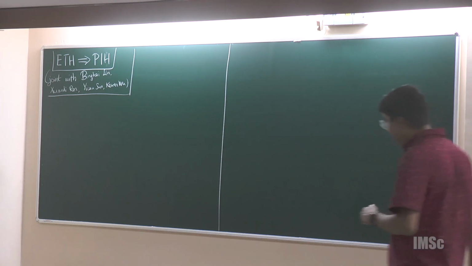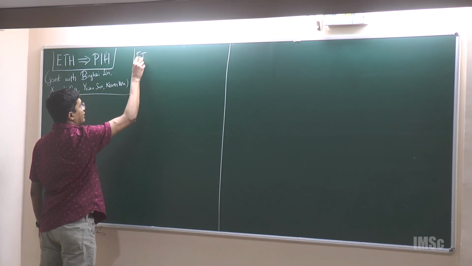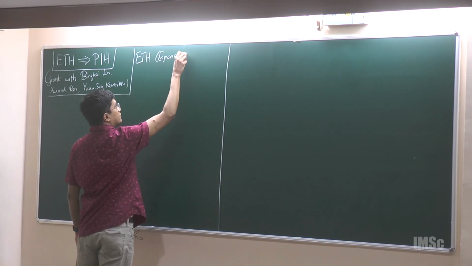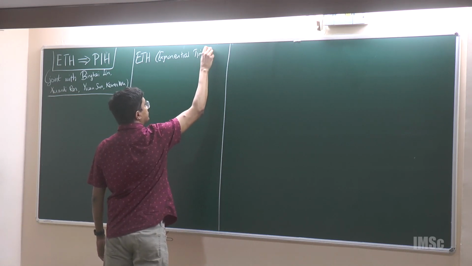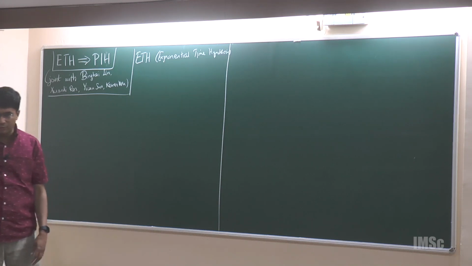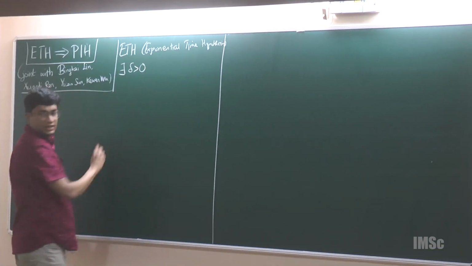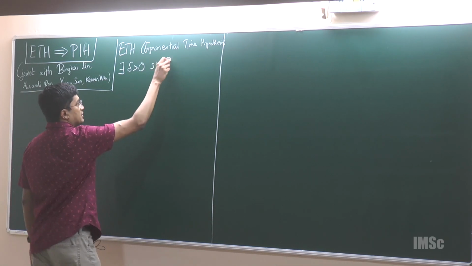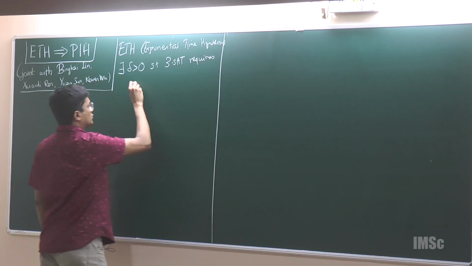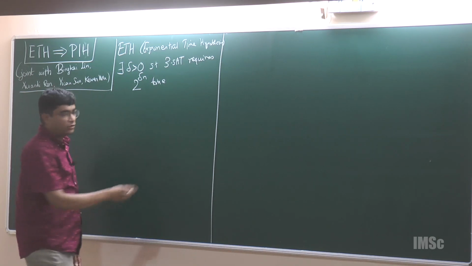Okay, so I want to start, just to warm up, by defining what ETH is, to get that out of the way. ETH is the exponential time hypothesis, and in the simplest form, I can just say that there exists a delta greater than 0 such that 3-SAT requires 2 to the delta n time, where n is the number of variables. That's it.